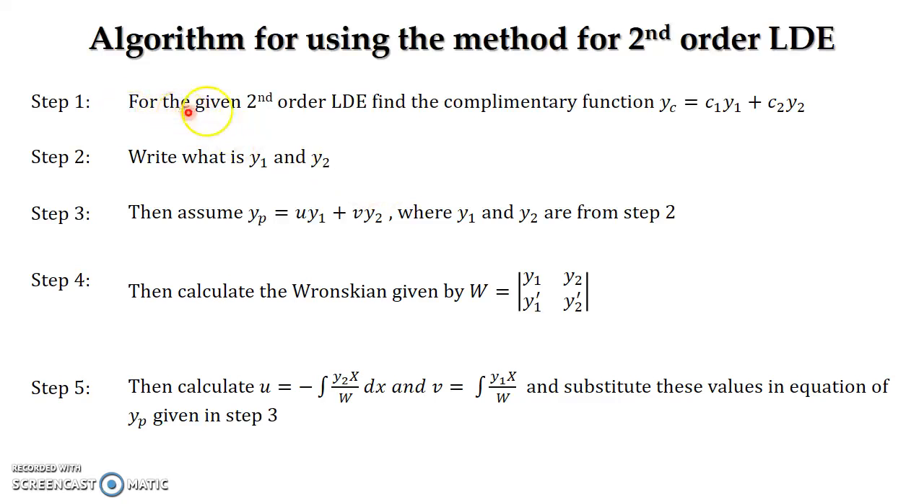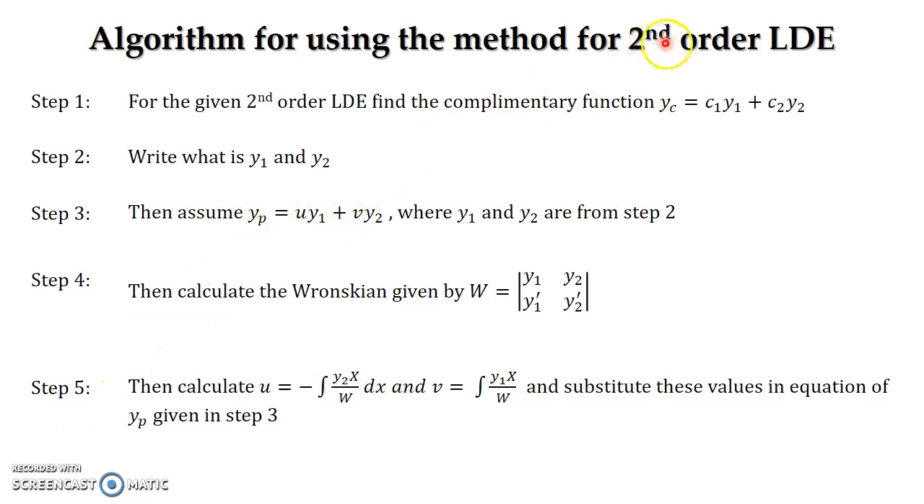Step 1 is to find the complementary function and write it in this form so that you get y1 and y2. Step 2, we write what is the value of y1, what is the value of y2. Step 3, we assume yp as u times y1 plus v times y2, where y1 and y2 are from step 2. Step 4, first we calculate the Wronskian, which is given by this determinant, and then we calculate u and v by the given formula that I've already given you. Once you get the values of u and v, we substitute back in this yp equation, and then we get our required solution, that is yp.